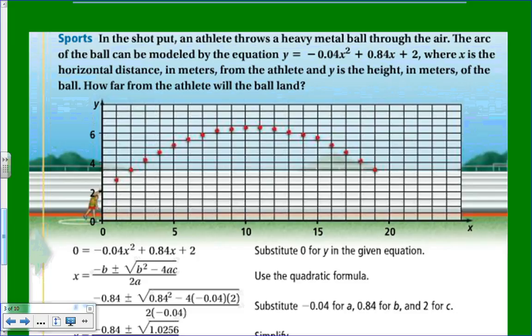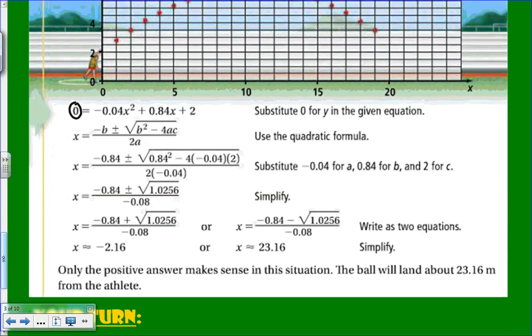And so what we want to put in for y is 0, because we want it to be 0 height where it's at the ground. So we want to plug in 0 here for y. Okay? And we do that, and we have our quadratic equation. We can plug in for the quadratic formula, and we get two results. We end up getting x is negative 2.16, and x is 23.16.